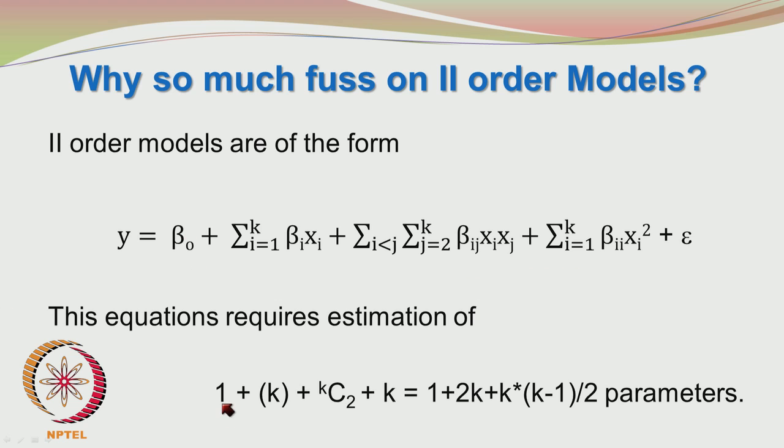So when you want to fit a model, you fit one intercept, k main factors, kC2 binary interactions and k second order terms. So that would be 1 plus 2k plus k into k minus 1 by 2 parameters. If k is equal to 2, you will have 1 plus 4, 5, and then 2 into 1 by 2 is 1. That would be 6 parameters totally you have to estimate. So those would be beta naught, beta 1, beta 2, that makes it 3, and then one interaction term x1 x2, that makes it 4, and then x1 squared and x2 squared coefficients, that makes it 6.